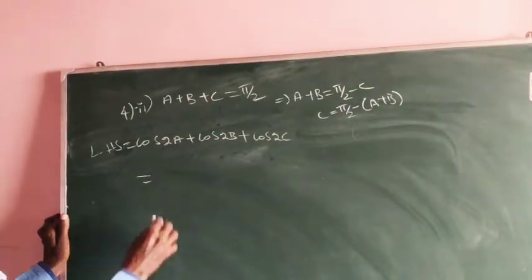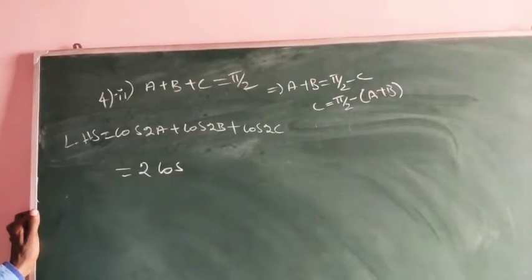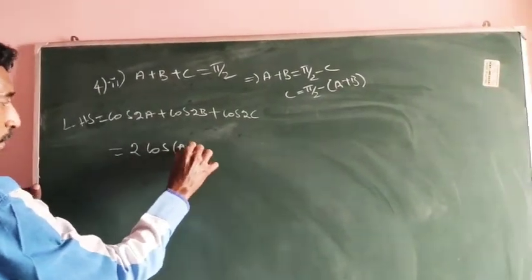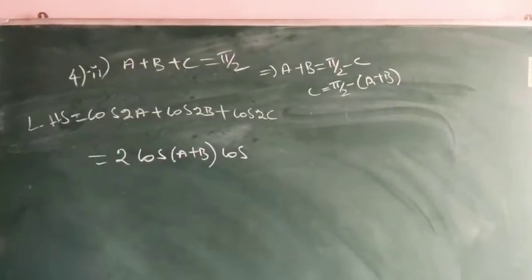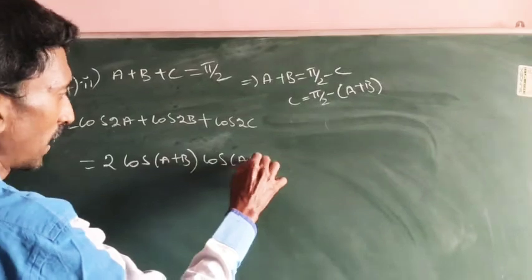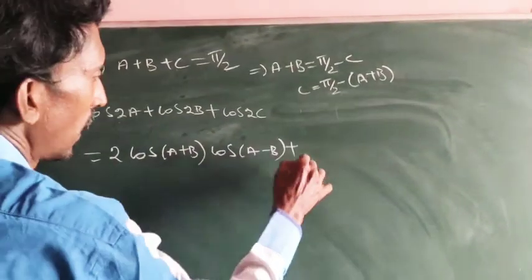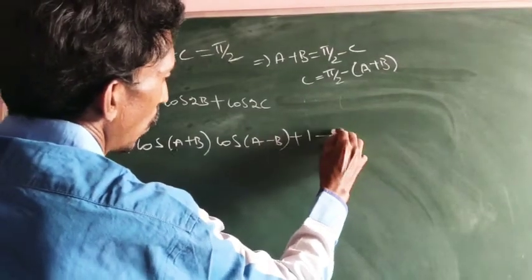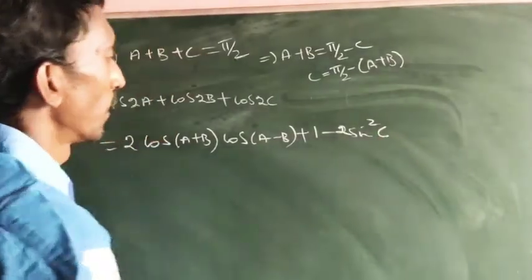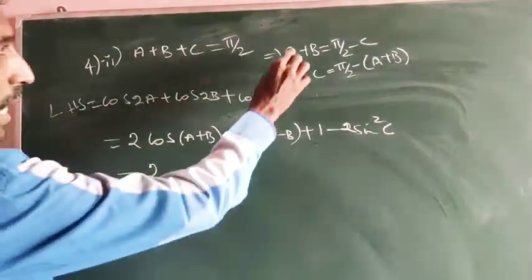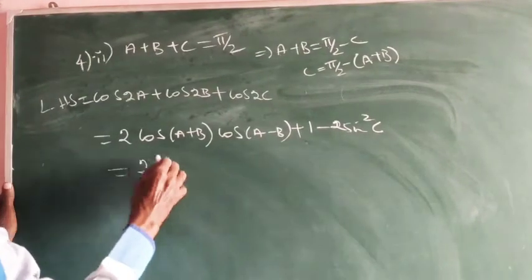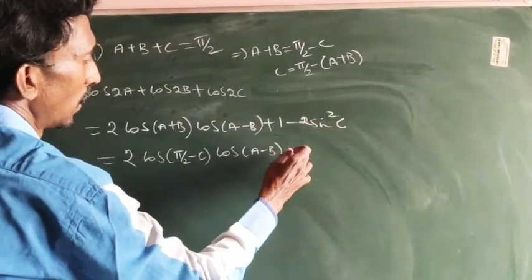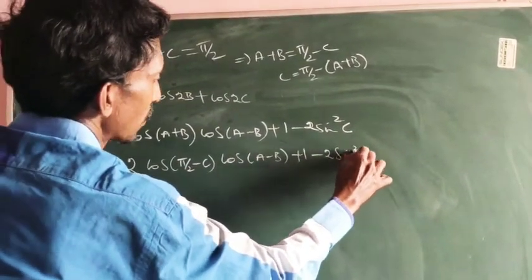So cos C plus cos D is 2 cos((C plus D) by 2) into cos((C minus D) by 2). Here 2a plus 2b by 2 is a plus b, into cos of 2a minus 2b by 2, which is a minus b. Then cos 2c in terms of sin is 1 minus 2 sin square c. So again a plus b equals 90 minus c, so put cos(90 minus c) cos(a minus b) plus 1 minus 2 sin square c.